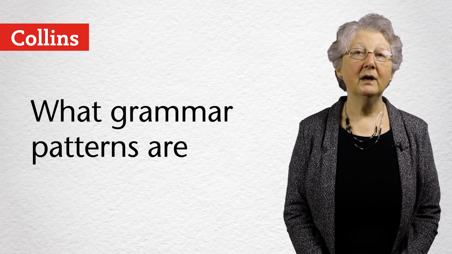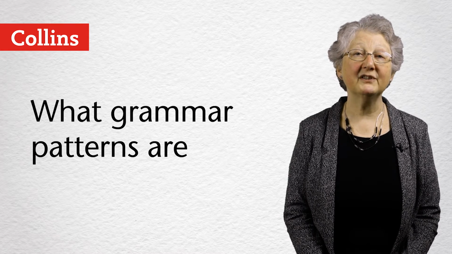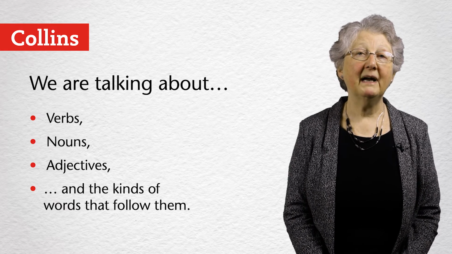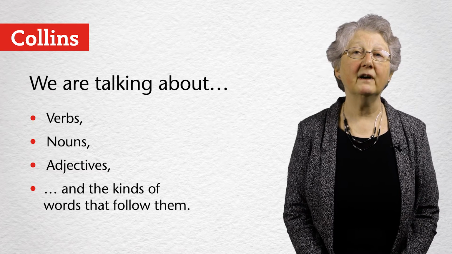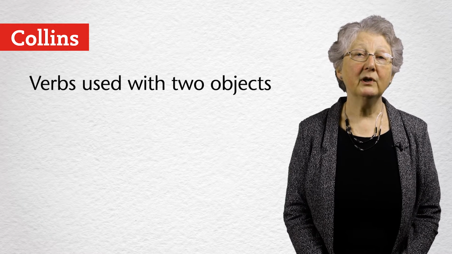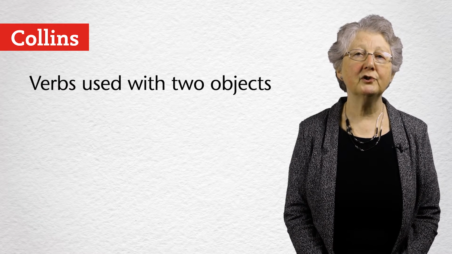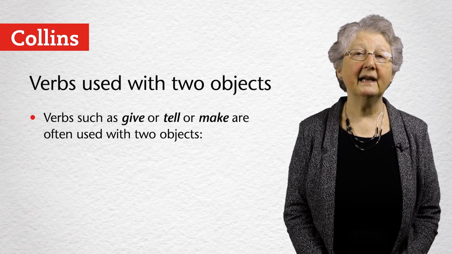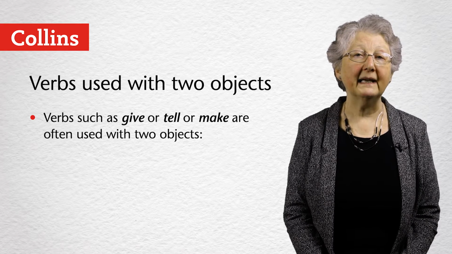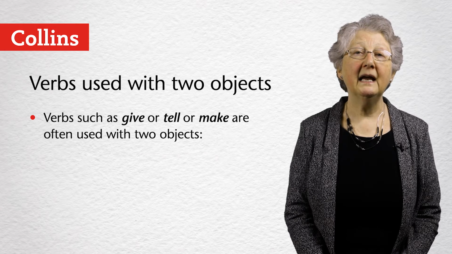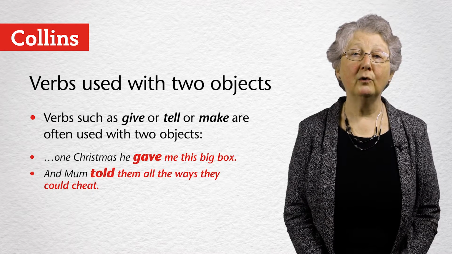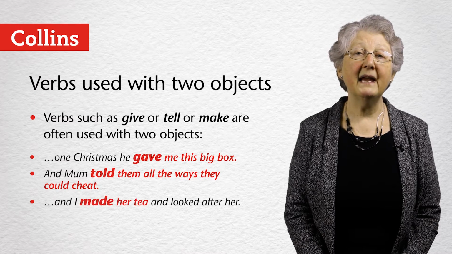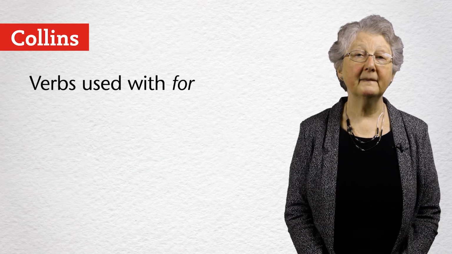In this video, we're going to talk about what grammar patterns are. We're talking about verbs, nouns and adjectives and the kinds of words that follow them. Let's look at some examples. We all know about verbs that are used with two objects. Verbs like give or tell or make. For example, gave me this big box, told them all the ways they could cheat, made her tea.